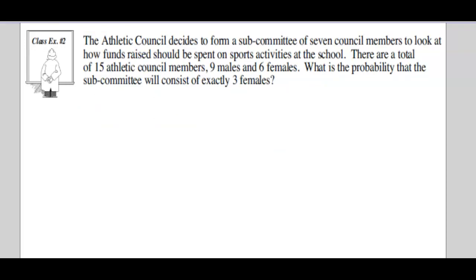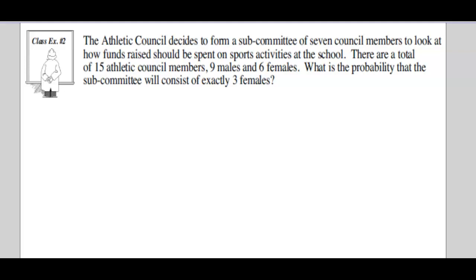Okay, next one is committees and subcommittees. So likely it's a combinations question. The athletic council decides to form a subcommittee of 7 council members to look at how funds raised should be spent on sports activities. Total of 15 members, 9 males, 6 females.